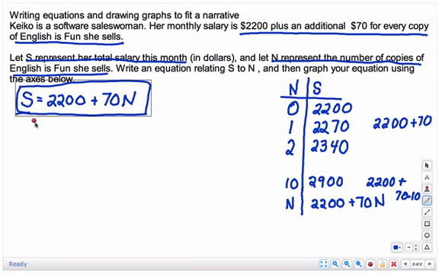And by the way, if you wanted to put this in slope-intercept form, S equals 70N plus 2,200, then you could use that. So this would be the same thing as what I had here. Okay. And then you're going to graph it.